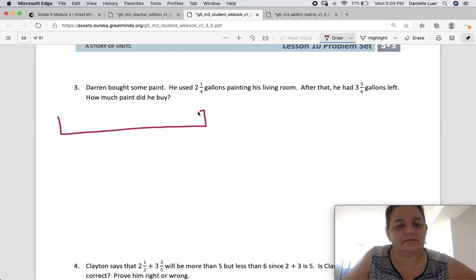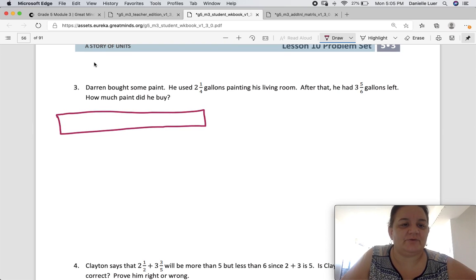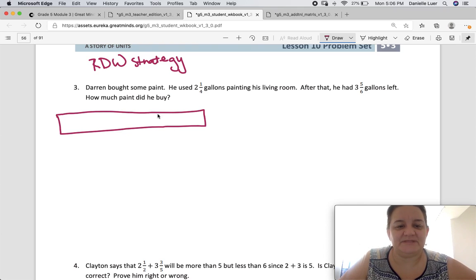Okay, here's my tape diagram. Remember, this is the read, draw, write strategy for our story problems. That means that we read it first, then we draw. We're drawing a tape diagram in this instance. Okay, and how much paint did he buy?